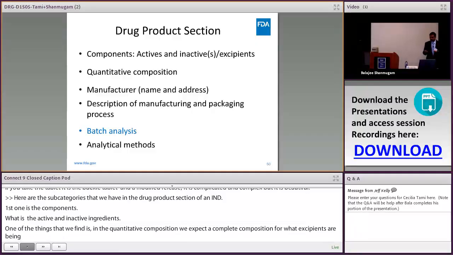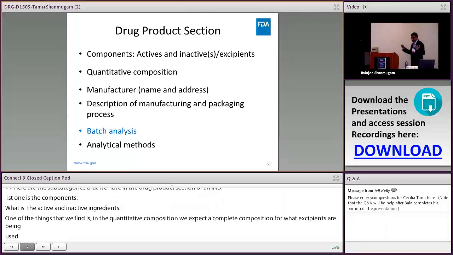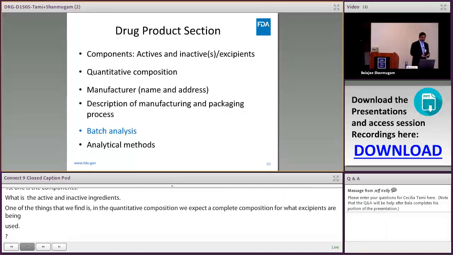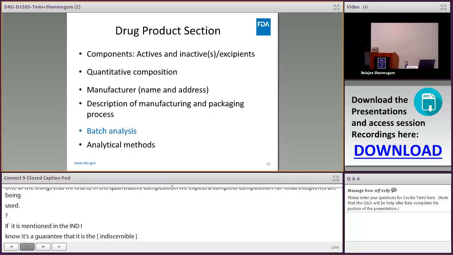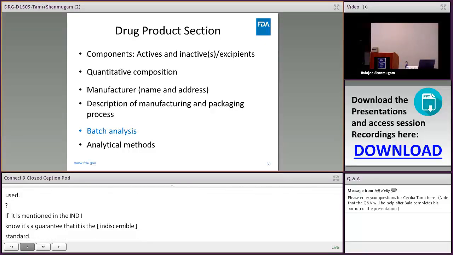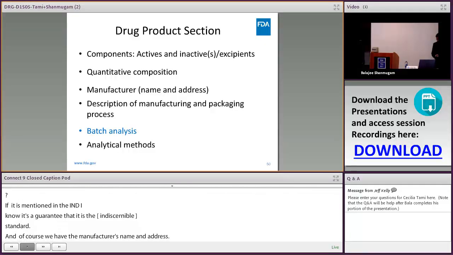I'm looking at it and it says, okay, it's hypromellose or something. And I know it's probably compendial, but if it's mentioned in the IND, then I know it's a guarantee that it complies with the compendial standard. So we'll appreciate that if you have that full information. Then, of course, we have the manufacturer's name and address, the whole description of the manufacturing and packaging process, which is, of course, a very graded amount of information that we would expect in an IND based on whether it's in a phase 1 or a phase 2 or a phase 3. Batch analysis. The reason why it's in blue is because of its importance.